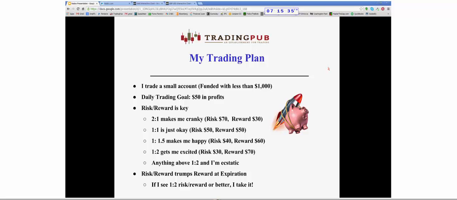I funded it with less than $1,000, and my daily trading goal is $50 in profit, which I think is reasonable if you're trading with a really small account. For my trading plan, risk reward is key. If I have to risk $70 to make $30, I'm cranky. I don't want to do it, and that thing had better be a slam dunk. That thing has got to be just skyrocketing on me for me to get interested in that kind of proposition.